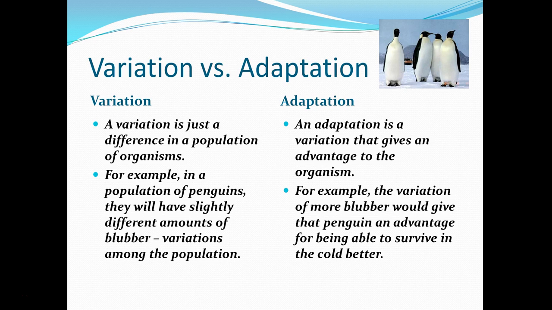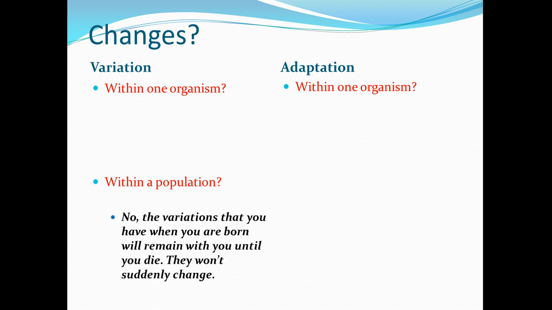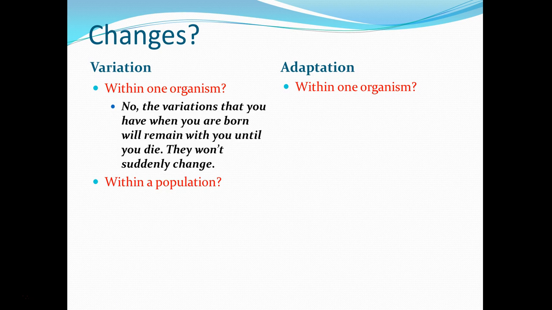So just keep that in mind, that adaptations always have to give the organism a leg up on others in its environment. So a penguin in this scenario that had a little bit more blubber, of course, you would call that an adaptation because it would be able to survive better in the cold climate that it lives in. Within an organism, remember, the variations can't change because those are determined by the organism's DNA. So the organism can't change its DNA. Those variations are going to stay with that organism until it dies.